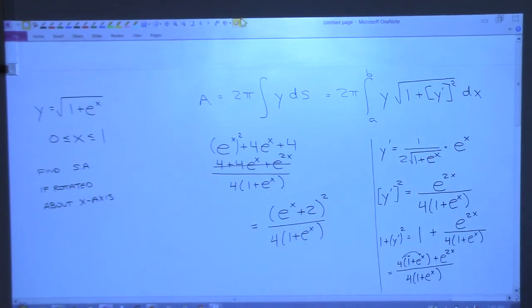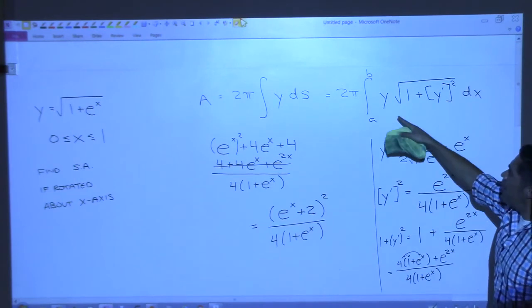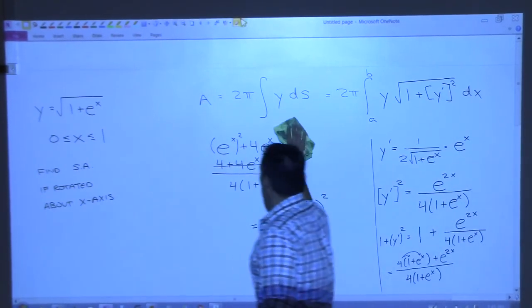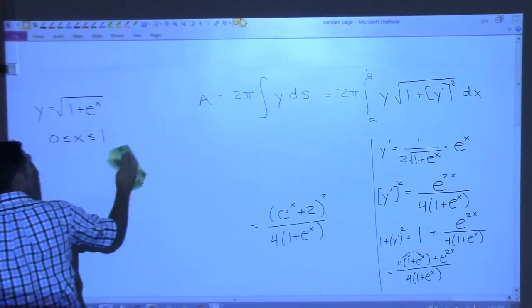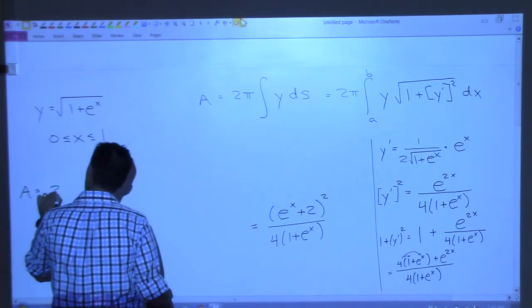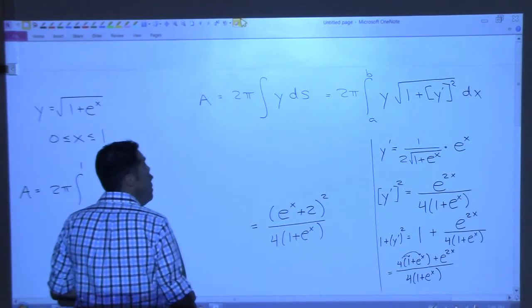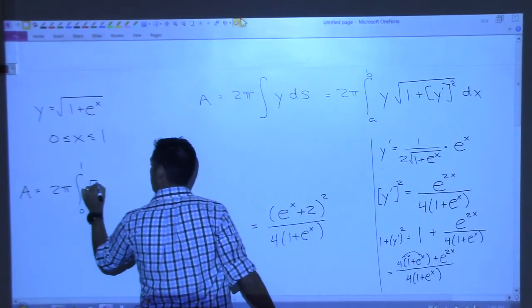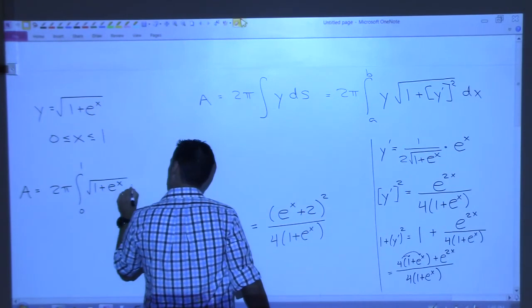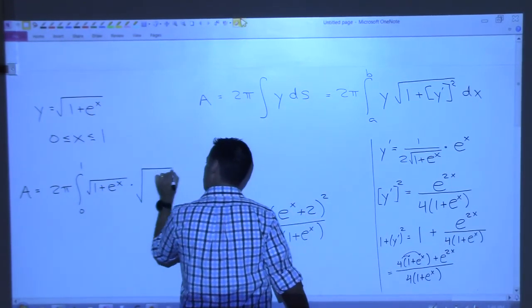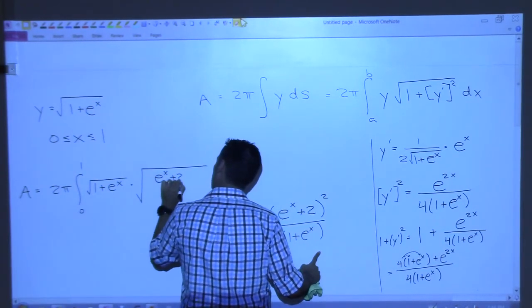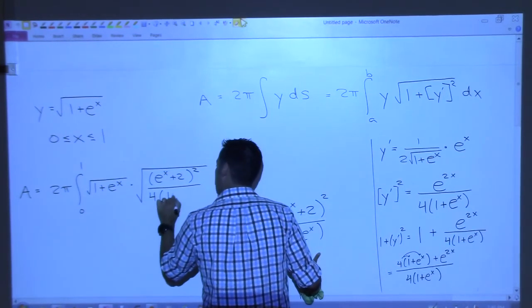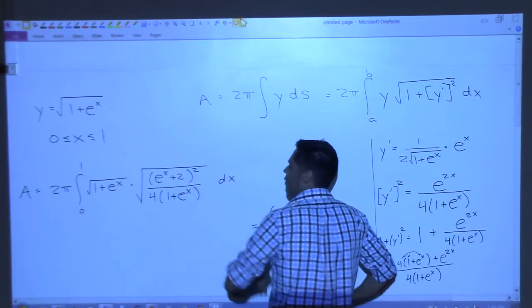And I'm supposed to take the square root of that, right? But I also have y out front. Okay, so this is all going to work out. Let's see what happens. I'm going to start writing the integral now. So this area is 2 pi integral from 0 to 1 of y. Now what's y for us? Square root of 1 plus e to the x, times the root of e to the x plus 2, that quantity squared, which is going to be nice when I clean that up, then over 4 times 1 plus e to the x, then dx. Do y'all see what's going to happen here?